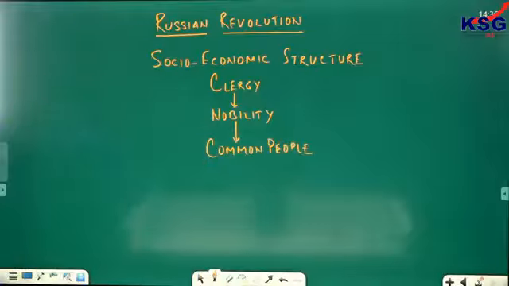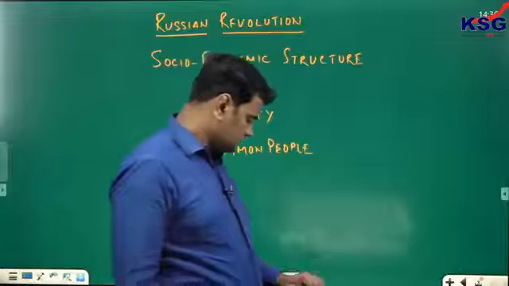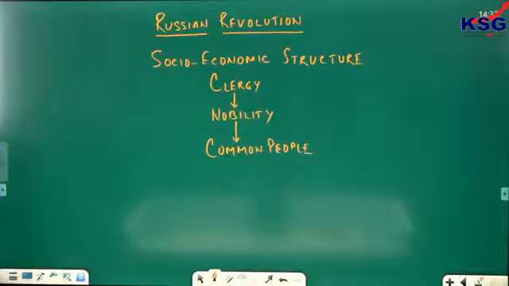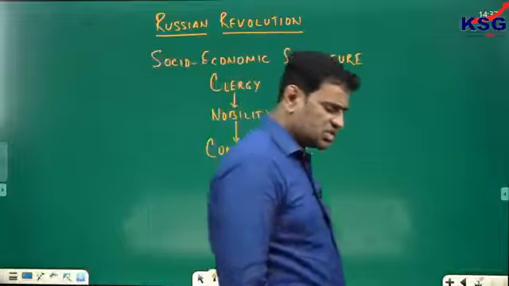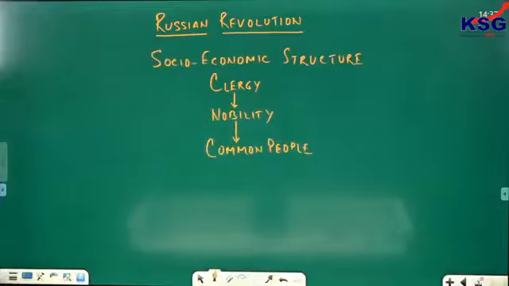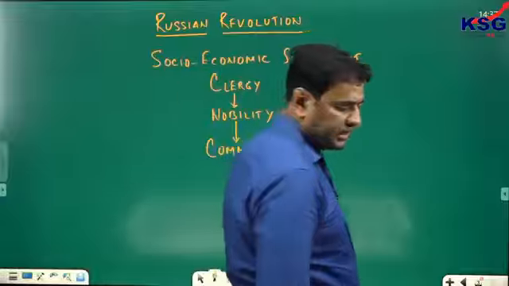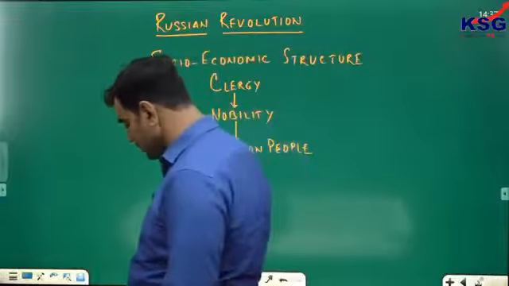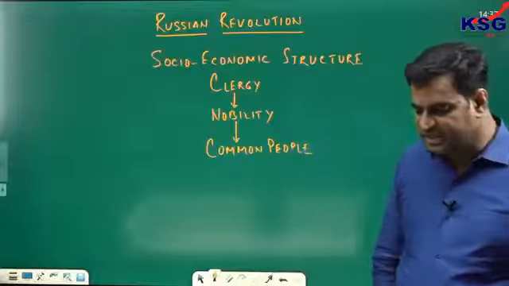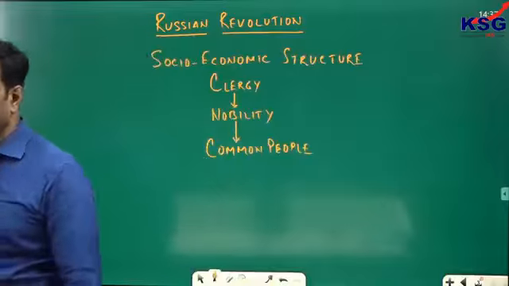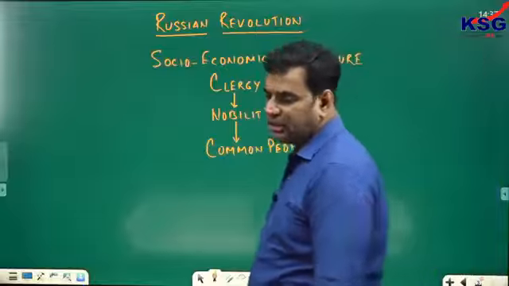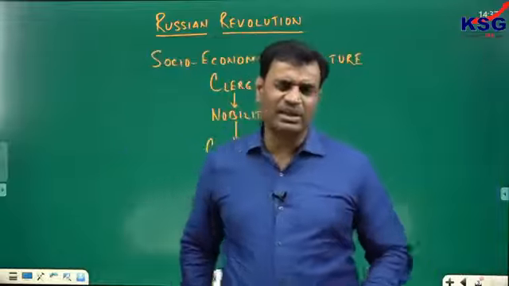The second position was taken by the nobility class, as feudalism existed in Russia. Clear? Even the nobility class was given all privileges in Russian society and economy. Clear?